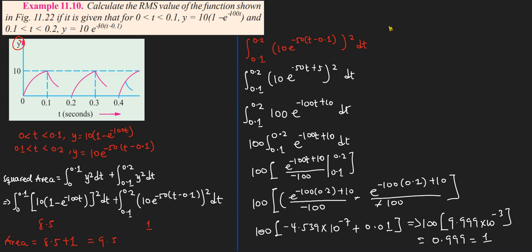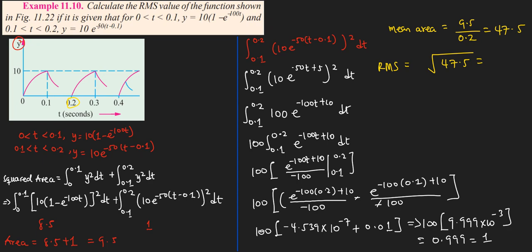So let's find the mean. So you're going to have the mean area to be equal to 9.5 divided by the period, and then the period for this cycle will be 0.2. So that will be divided by 0.2. So 9.5 divided by 0.2 will give us a value of 47.5, right? So to find the RMS value, we just have to take the square root of this, the square root of 47.5, and then let's see what you're going to get.